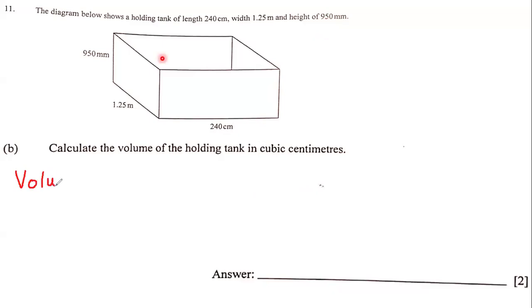Mr. Petit, I always get mixed up between that and area. What's the difference? Area is just length times width. Oh, right, yeah. Volume is length times width times height. Thank you.